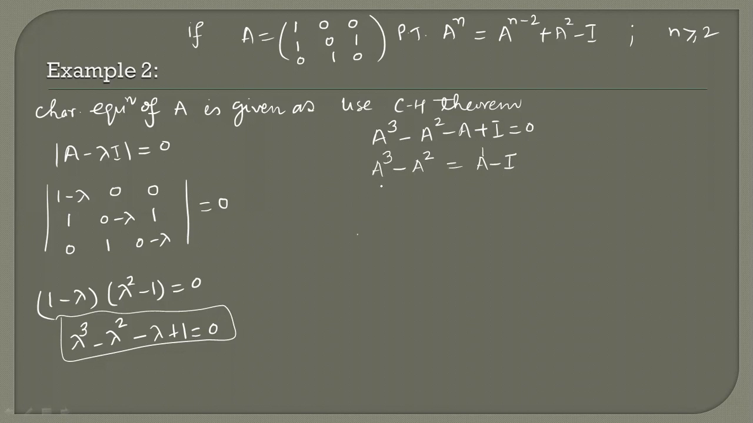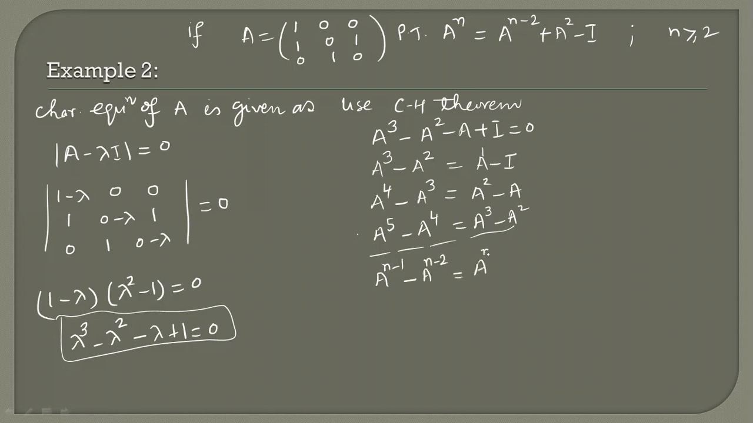Now we want to go up to the nth power. So multiply by A on both sides, you will get A to the power 4 minus A cube equal to A square minus A. If you multiply by A again, you will get A to the power 5 minus A to the power 4 equal to A cube minus A square. If you proceed up to the n minus 1th power, it will be A to the power n minus 1 minus A to the power n minus 2 equal to A to the power n minus 3 minus A to the power n minus 4. How are you getting it? You can see 3, 2, 1, 0, then 4, 3, 2, 1, then 5, 4, 3, 2. It means there is a difference of 1 power in each term.